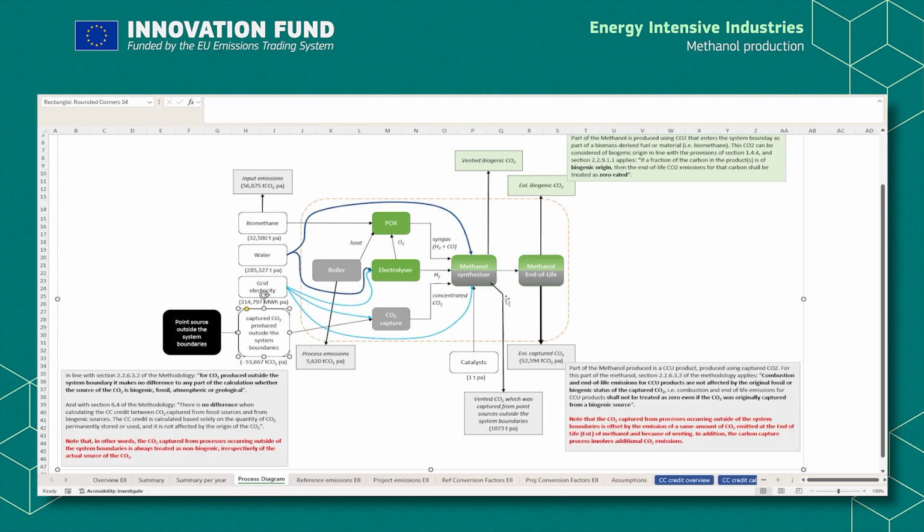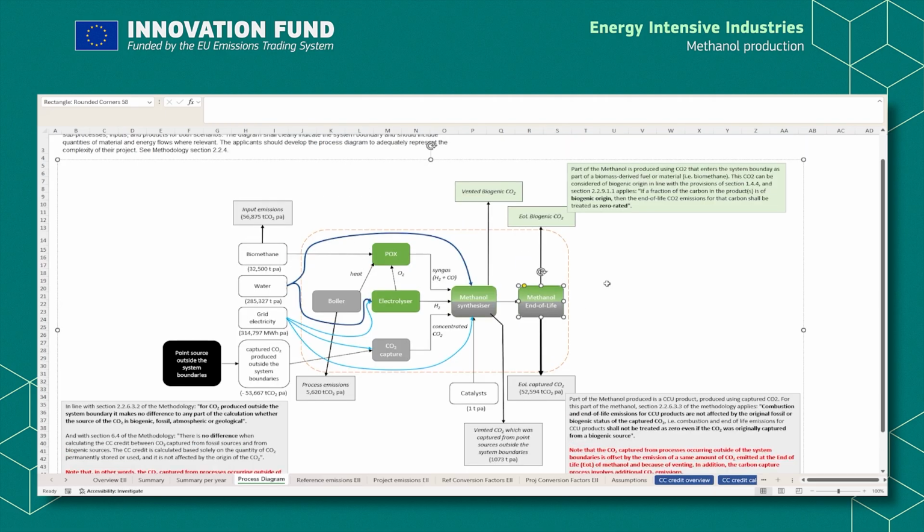Notice that the process diagram shows several inputs being brought in from outside the system boundary. These are the biomethane feed for the POX reformer, process water, grid electricity, the fossil flue gas containing CO2, and the catalysts for the synthesis process. The diagram also includes the end of life of the methanol, which is the CO2 released during the final disposal of the carbon in the methanol molecules.